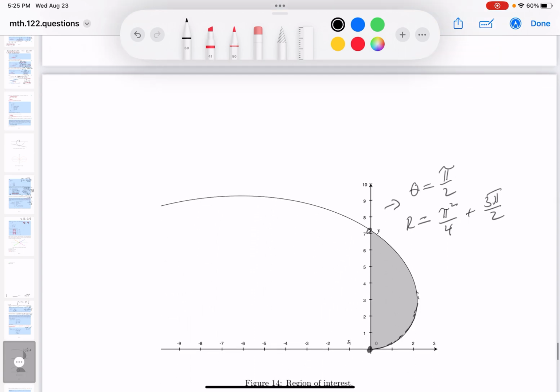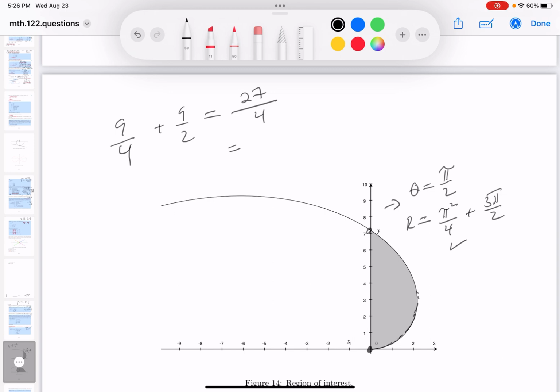I hate to do ballparks, but I am going to do a ballpark. Let's say pi squared is about 9 quarters, and 3 pi over 2 is about 9 halves. What does that give me? I'm going to say 4, and you get 9 plus 18 is 27 quarters. By the way, this is a really rough figure. I'm not saying this is right by any stretch of the imagination. 4 goes into 27 around 7 times, since 7 times 4 is 28. These are really rough numbers we're looking at.